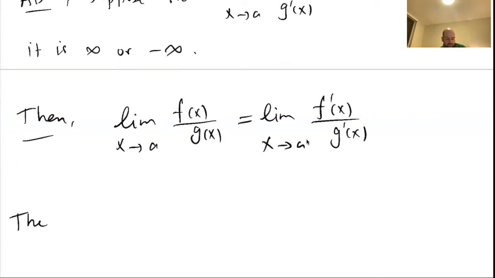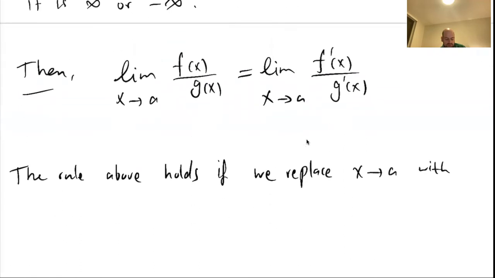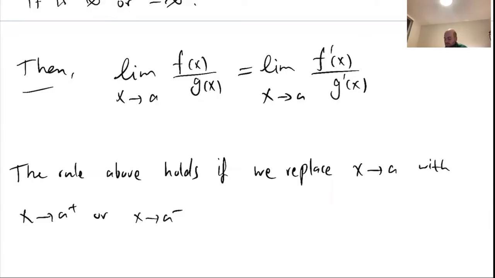So the rule above still holds if we replace x approaches a with x approaches a from the right, or x approaches a from the left, or with x goes to infinity, or x goes to minus infinity.